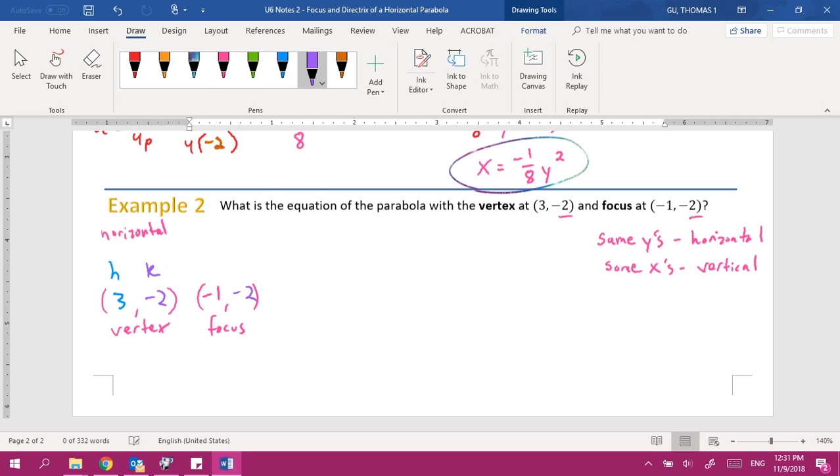What do I label the -1 as? H. I mean, yeah. Look at your equations. Hold on. That's not what it says in your equations. The focus is H plus P, comma K. H plus P, comma K.